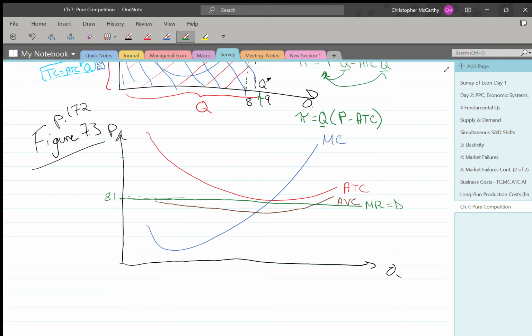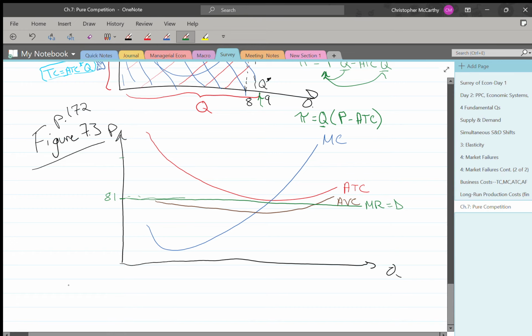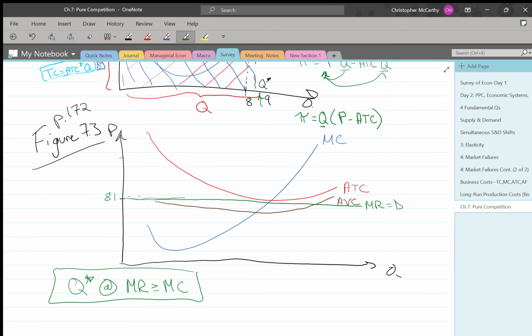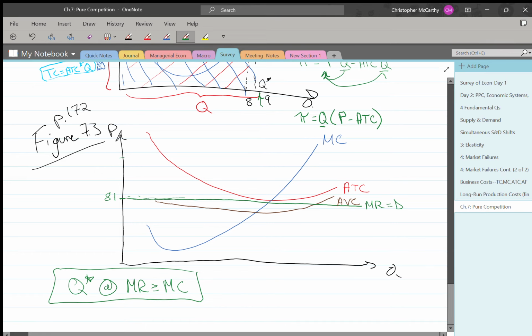So we're still going to have that rule, right, where we produce Q star at MR is greater than or equal to MC. We still have this MR-MC rule in place that's still going to maximize our profits, or, and this is the flip side of it, minimize our losses. So we're actually going to have a loss here. If we produce right where this marginal revenue equals marginal cost, that's going to be 6 in our example in figure 7.3.